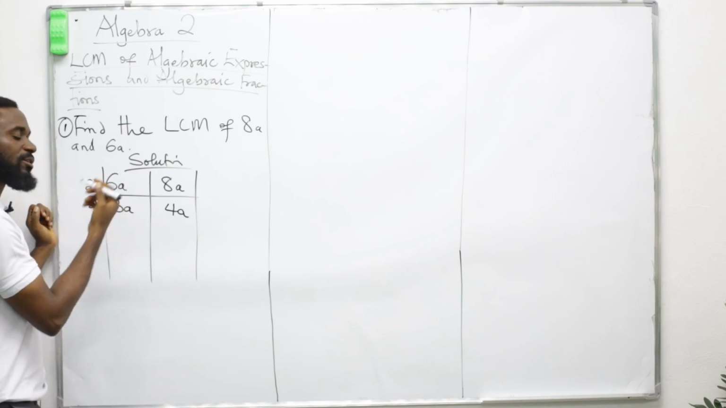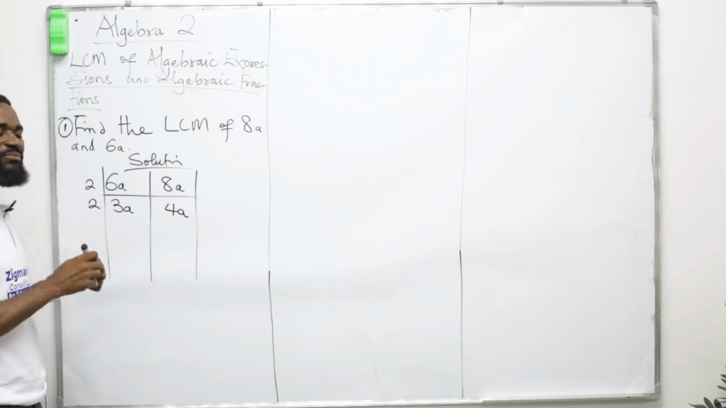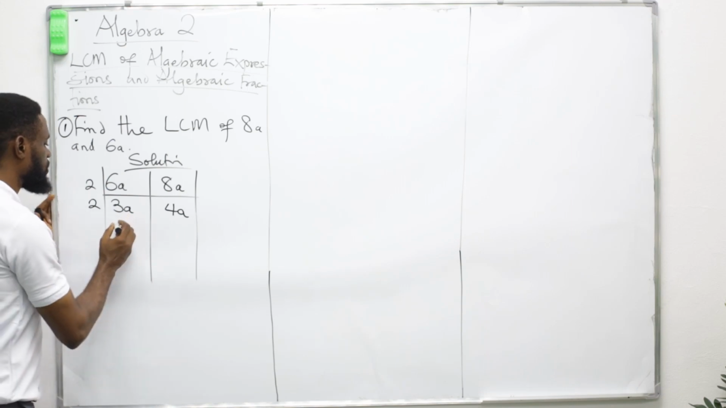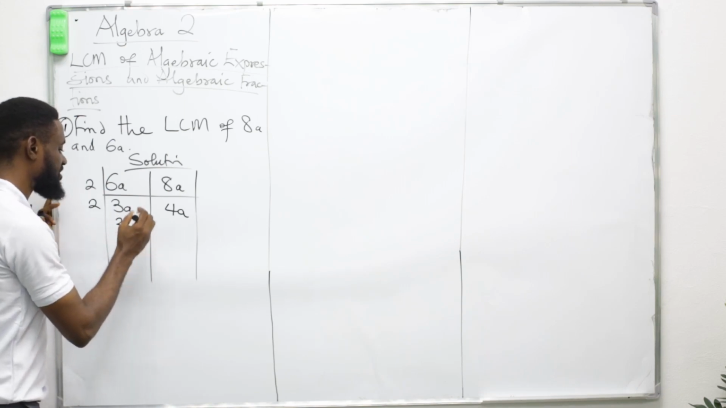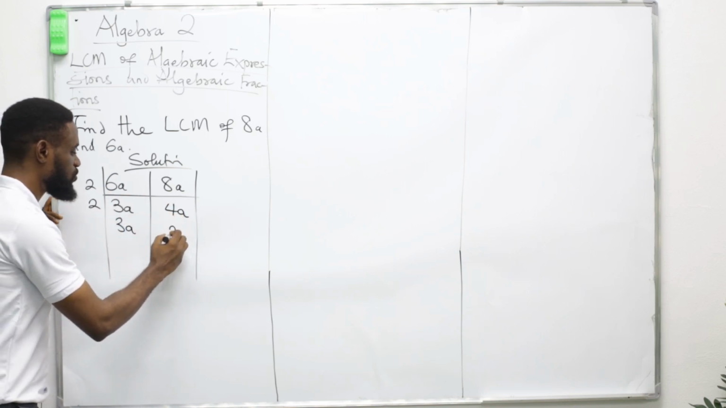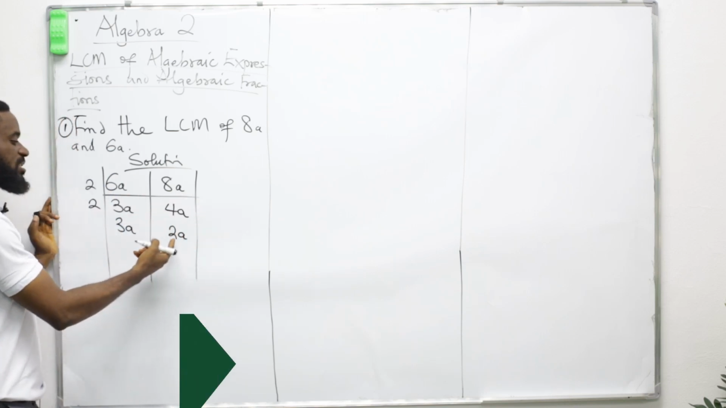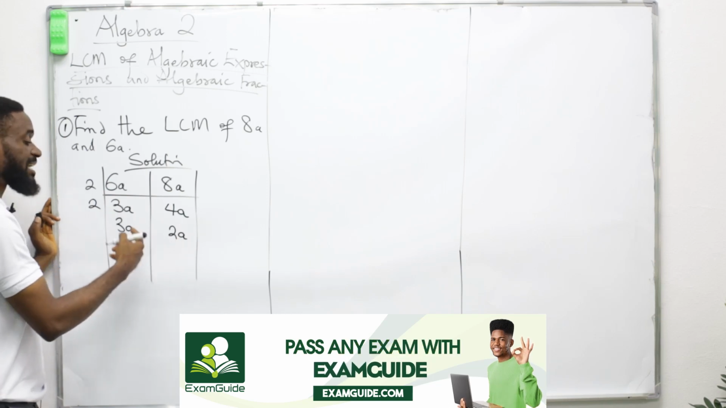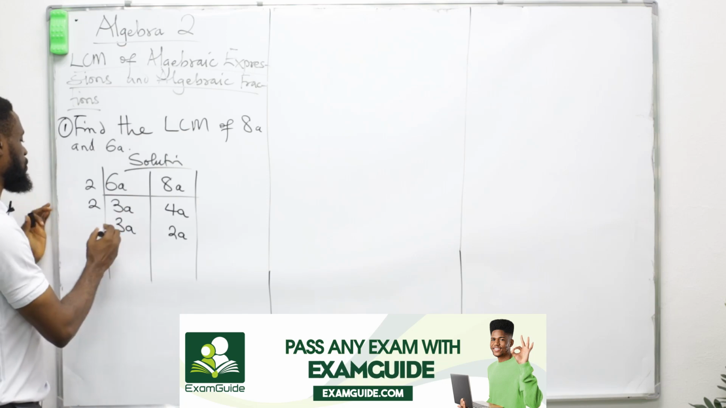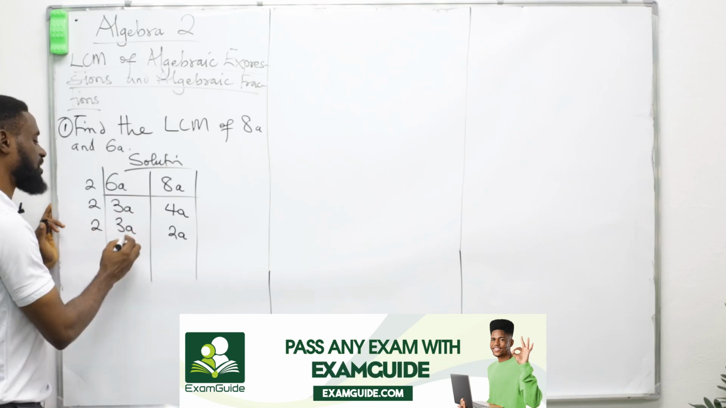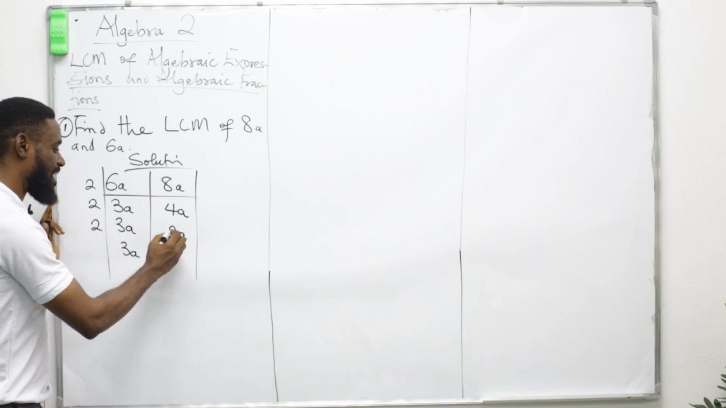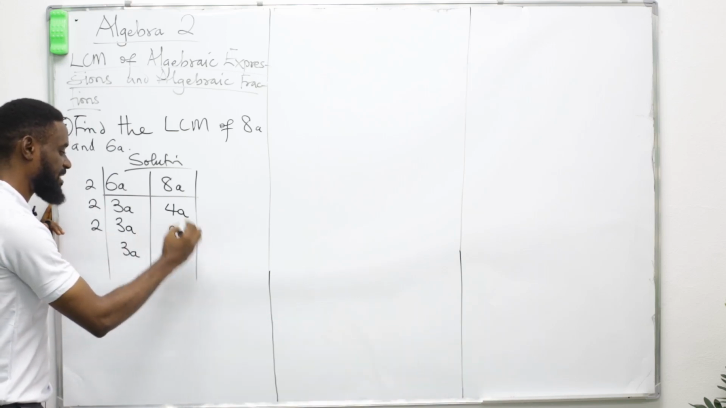2 into 3a cannot go, because 2 is not a factor of 3, so we'll just bring it down as 3a. Then 2 into 4a will give us 2a. 2 is still a factor here of itself. Remember, the goal is to make sure that everything comes down to 1. So 2 into 3 won't go, we'll just bring it down. 2 into 2 is 1, that is 1 times a, is a. So here now is a.